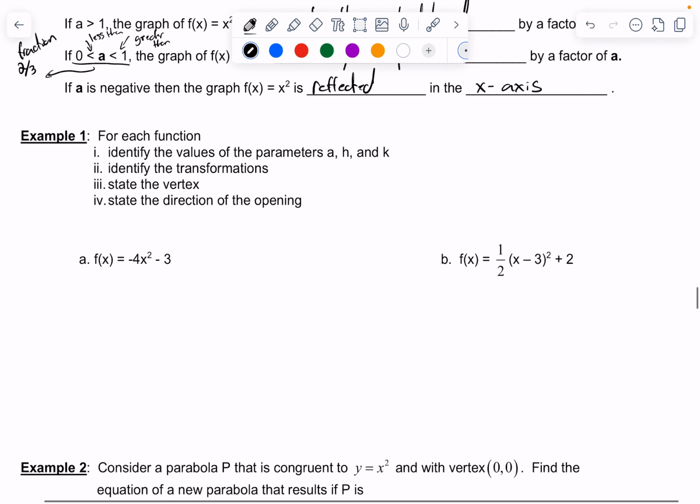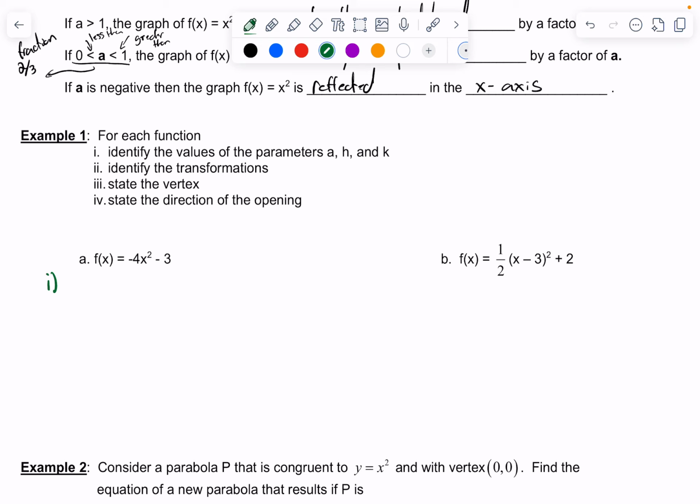So let's go over these. Example 1. For each function, identify the values of the parameters a, h, and k. Identify the transformations, state the vertex, and state the direction of opening. All right. So, identify the values of the parameters a, h, and k.